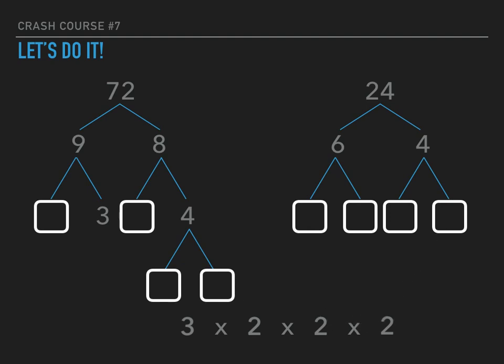Now, I can multiply these numbers together to discover what the greatest common factor of 72 and 24 is. So 3 times 2 equals 6. 6 times 2 equals 12. And 12 times 2 equals 24. So the greatest common factor of 72 and 24 is 24.